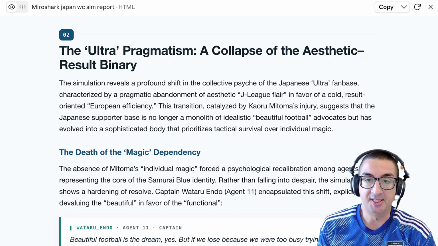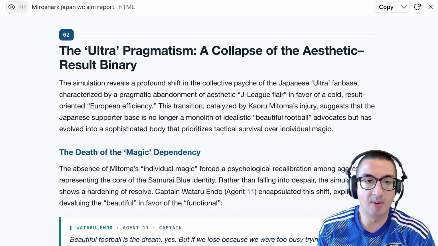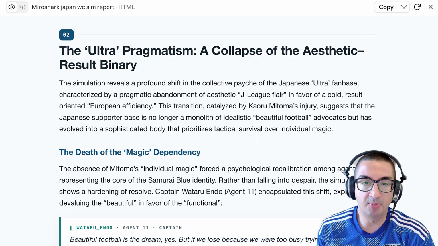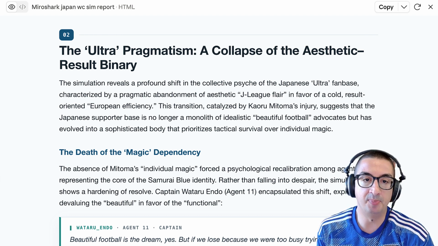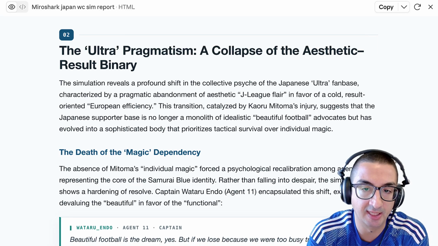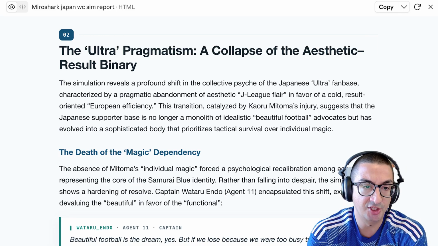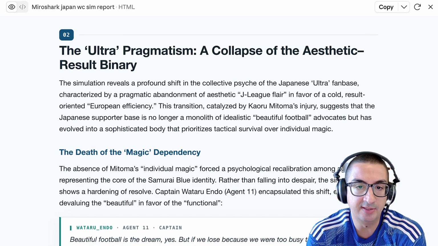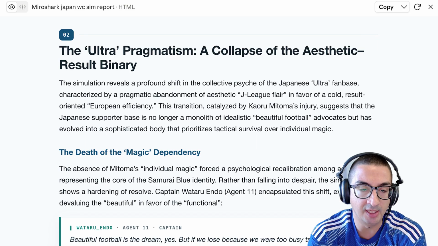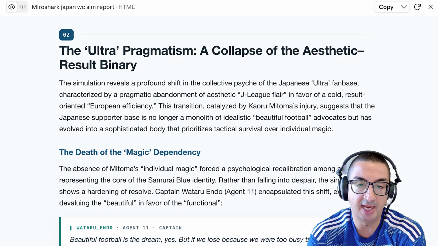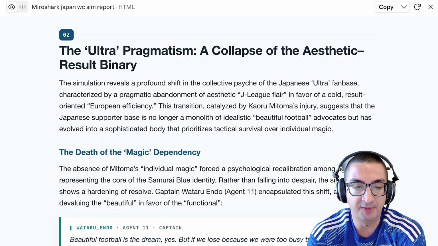The ultra-pragmatism, a collapse of the aesthetic result binary. The simulation reveals a profound shift in the collective psyche of the Japanese ultra fan base, characterized by a pragmatic abandonment of aesthetic J-League flair in favor of a cold, result-oriented European efficiency. This transition, catalyzed by Kaoru Mitoma's injury, suggests that the Japanese supporter base is no longer a monolith of idealistic, beautiful football advocates, but has evolved into a sophisticated body that prioritizes tactical survival over individual magic.